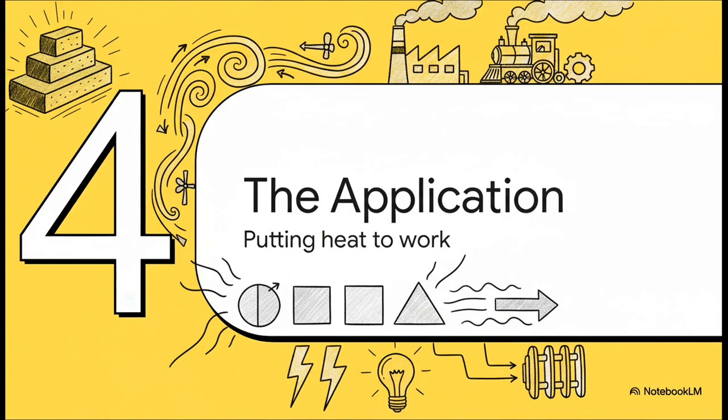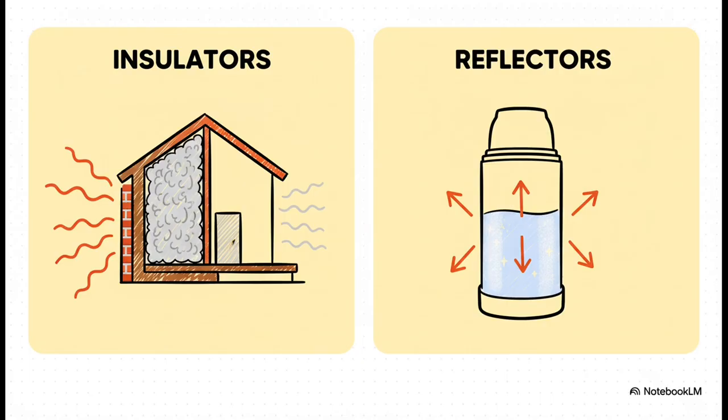So, we've got the foundation, we know how heat moves, and we've seen how it can transform matter. So now let's look at how we've taken these fundamental rules and used them to build the modern world around us. We really only control heat in 2 main ways. First, we use insulators, like a wool sweater or the fluffy fiberglass in your walls. They work by trapping tiny pockets of air to slow down conduction and convection.